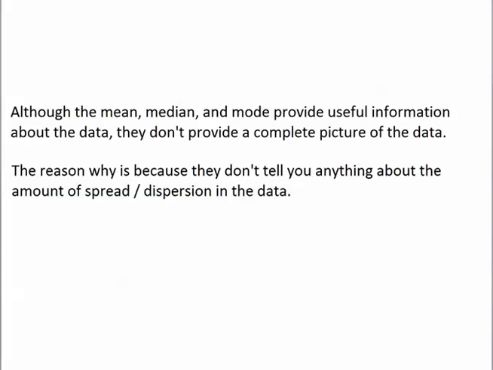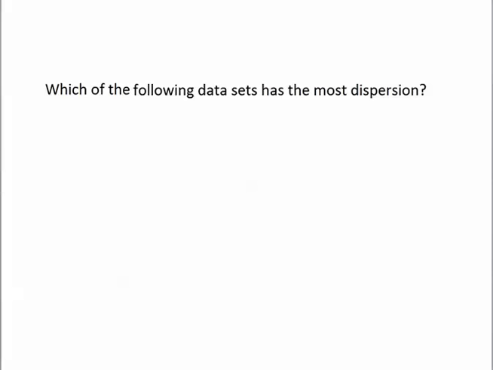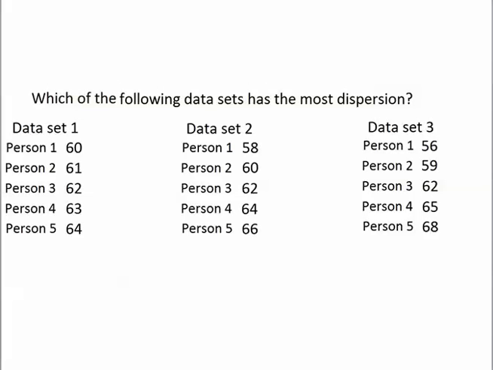First, let's talk about the meaning of dispersion or spread. We'll actually go over a few different data sets and try to decide which of those data sets has the lowest dispersion and which has the highest dispersion. And that'll help us get a little bit of a better idea of what dispersion means. And then after that, we'll go over the formulas for the measures of dispersion. So let's decide which of these data sets has the highest amount of dispersion.